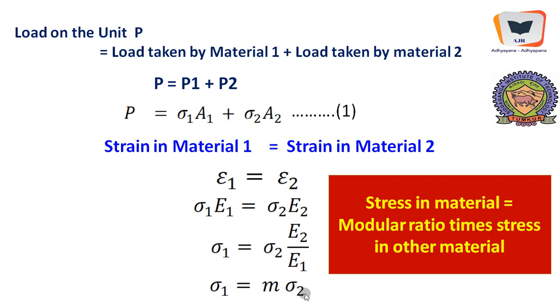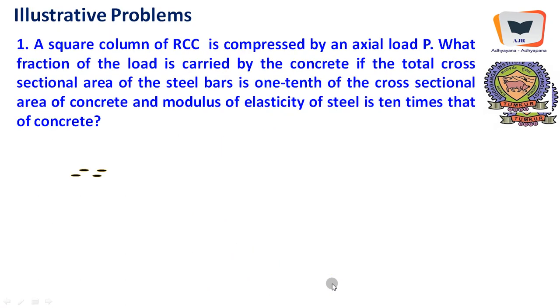Modular ratio is 2. And between steel and concrete, modular ratio will be as high as 10. Okay, we will go through illustrative examples to consolidate our idea regarding composite sections.